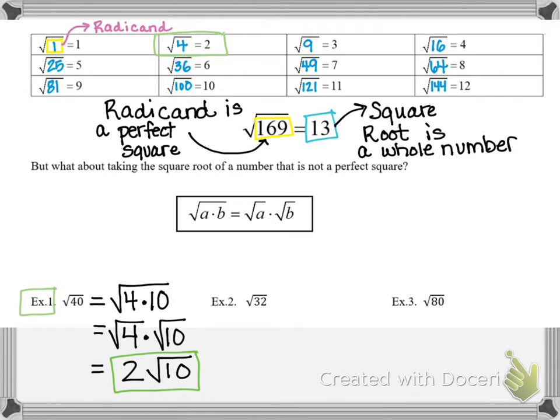So I'm looking for factors of the original radicand that are perfect squares. And there are no more perfect square factors of the number 10. Okay, let's take a look at example 2.